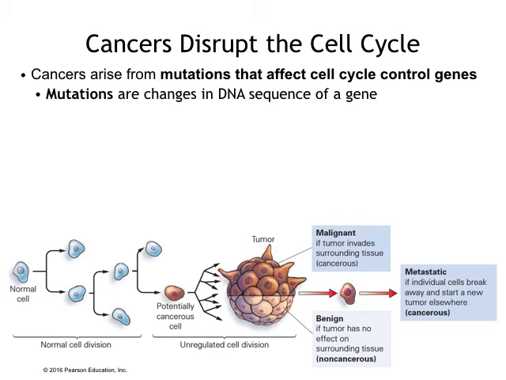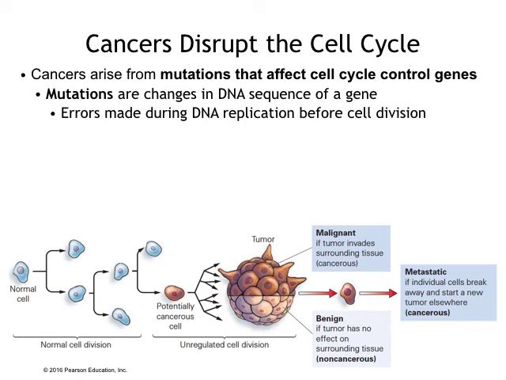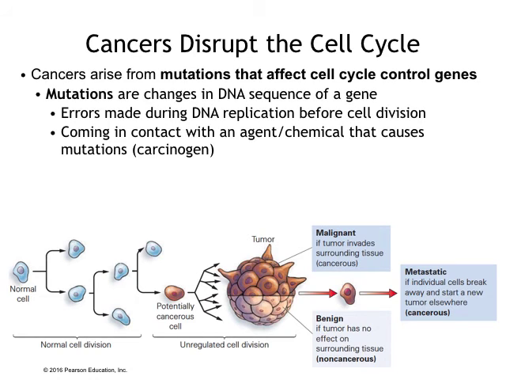And remember, mutations are changes in the DNA sequence of a gene, and they're typically errors made during DNA replication before the cell divides. Or they can happen when you come in contact with an agent or a chemical that causes mutations. These are known as carcinogens. So, for example, all of you cigarette smokers out there, cigarette smoke contains many carcinogens, many chemicals that when they contact your lung, they mutate DNA in your lung cells, and then some of those mutations can hit cell cycle genes, which will end up causing lung tumors.